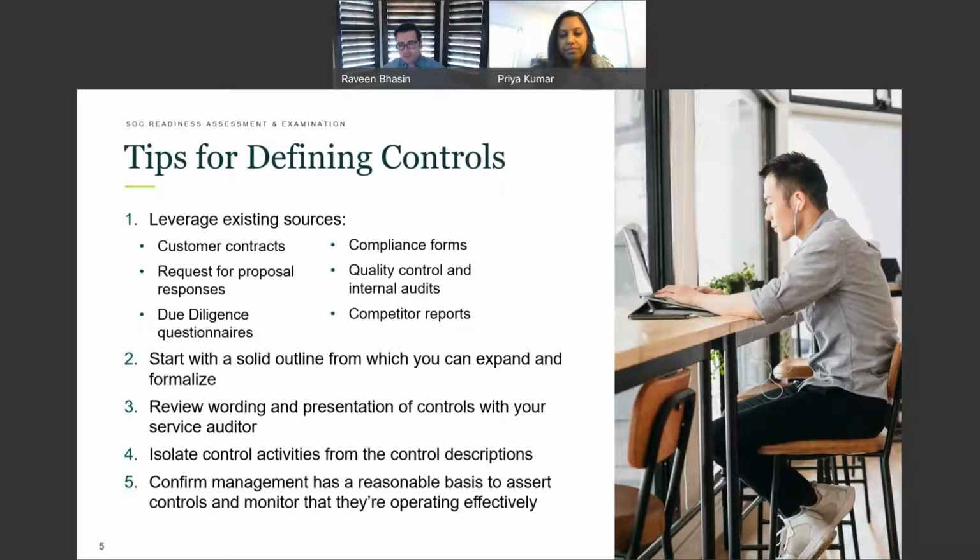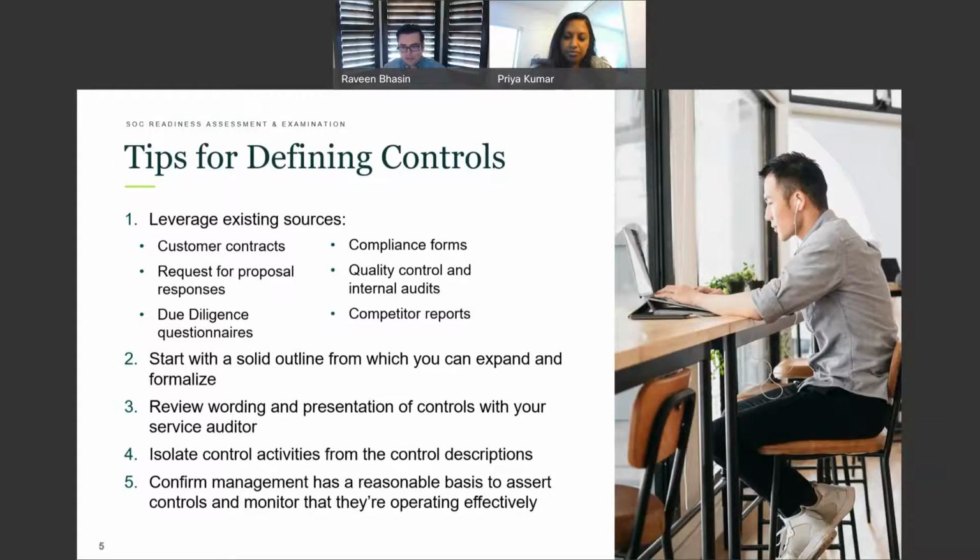And then, of course, as part of this whole process of defining your controls, you want to ensure that management has a reasonable basis to assert the design and the effectiveness of those controls over the course of the examination period. So you don't want to have controls that are kind of pie in the sky and you have no means of actually proving their existence. You want to make sure that you have some basis to be able to demonstrate that those controls operated effectively for the period.